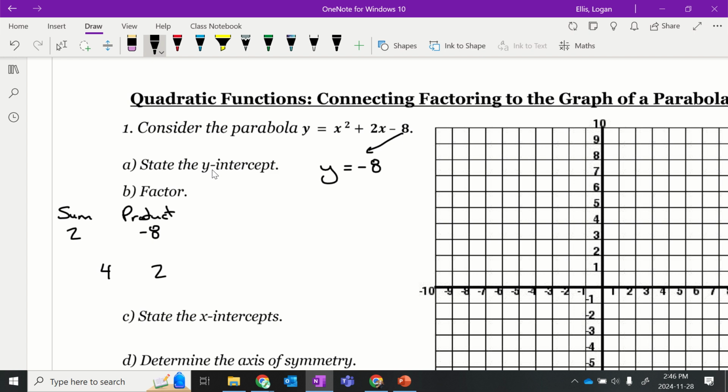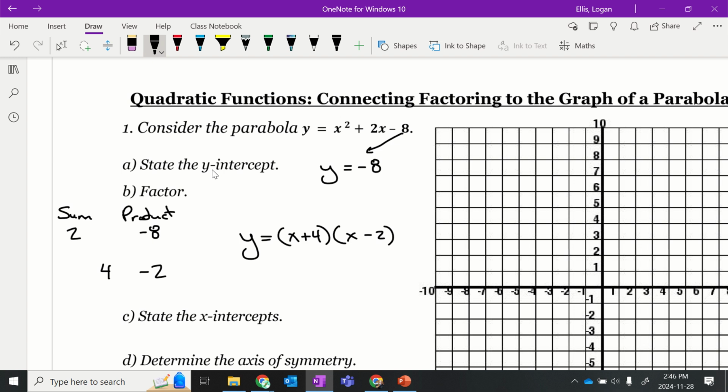So if we think about 4 times 2, that would be positive. We need a -8, though, so one of them has to be negative. If we make it the -2, you'll notice that 4 minus 2 is 2. That adds to 2, and 4 times -2 is -8. So 4 and -2 are our two numbers that work here. If you need more practice with this, go to your sheet and notes from last week. Then your factored form is just y equals (x plus 4)(x minus 2), from the positive 4 and the -2.